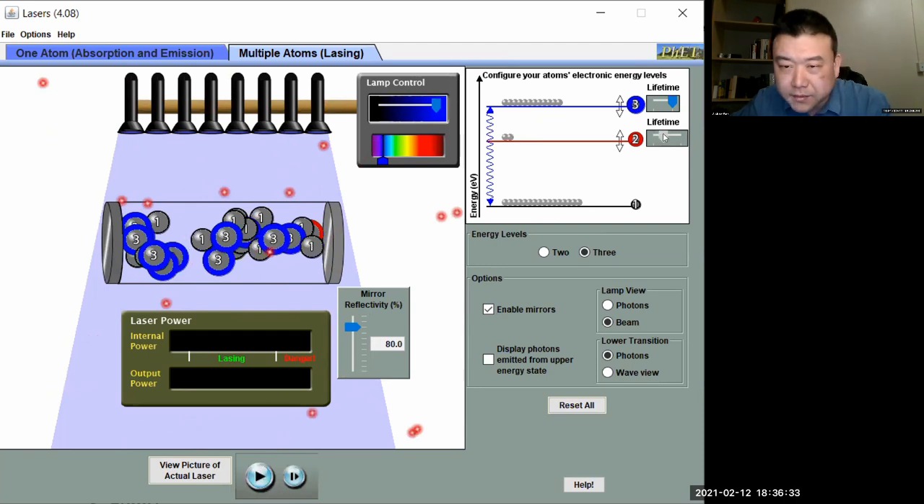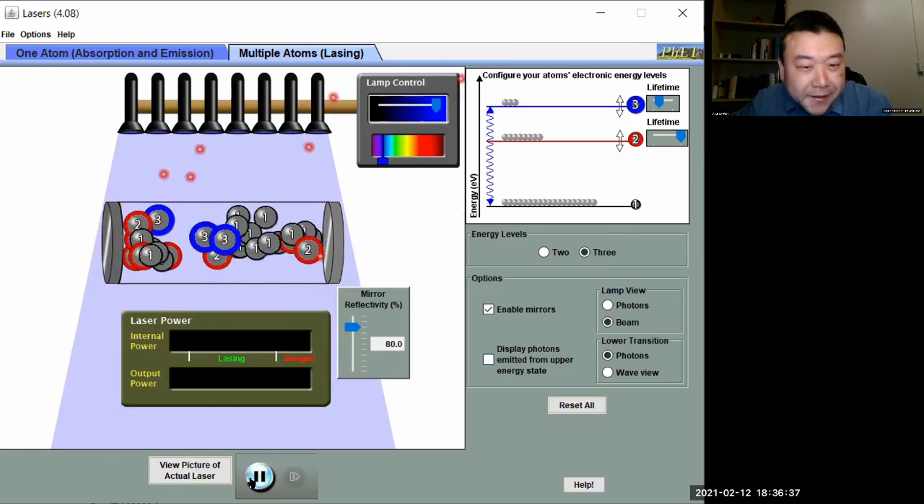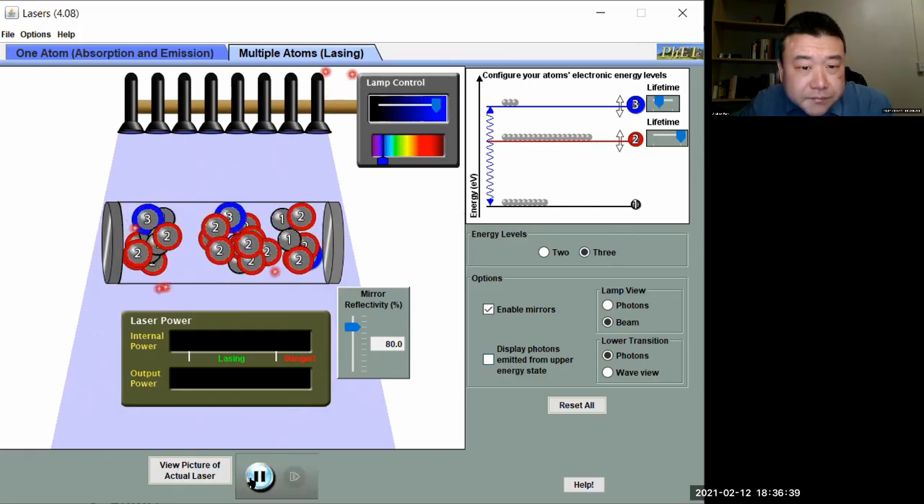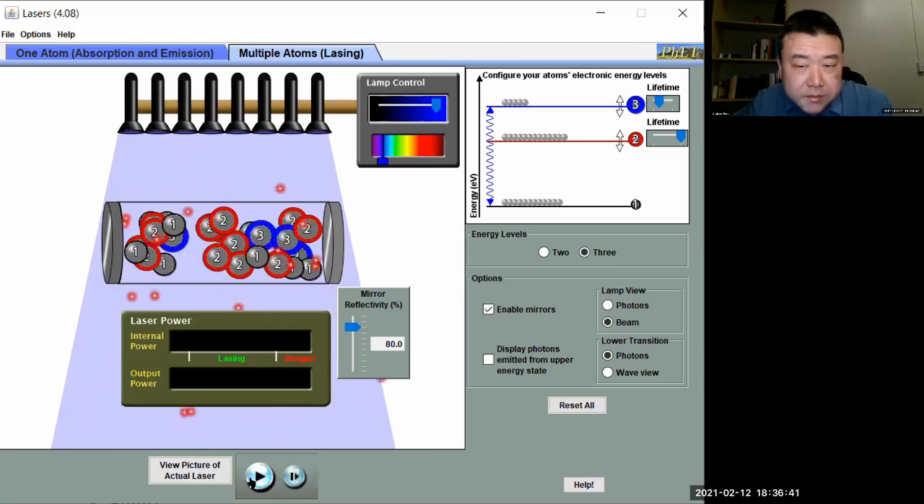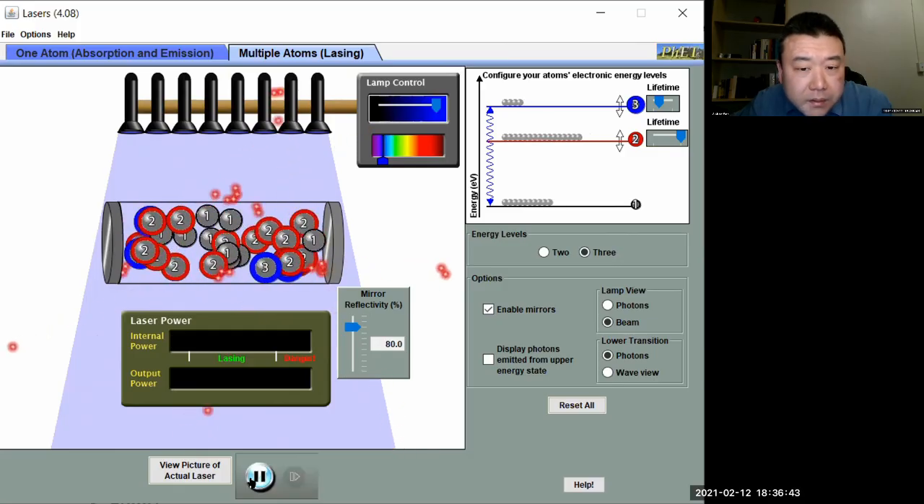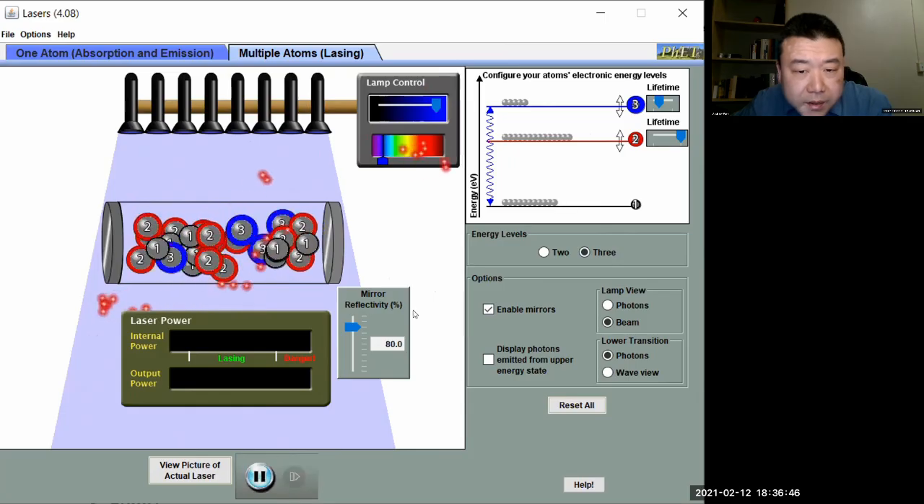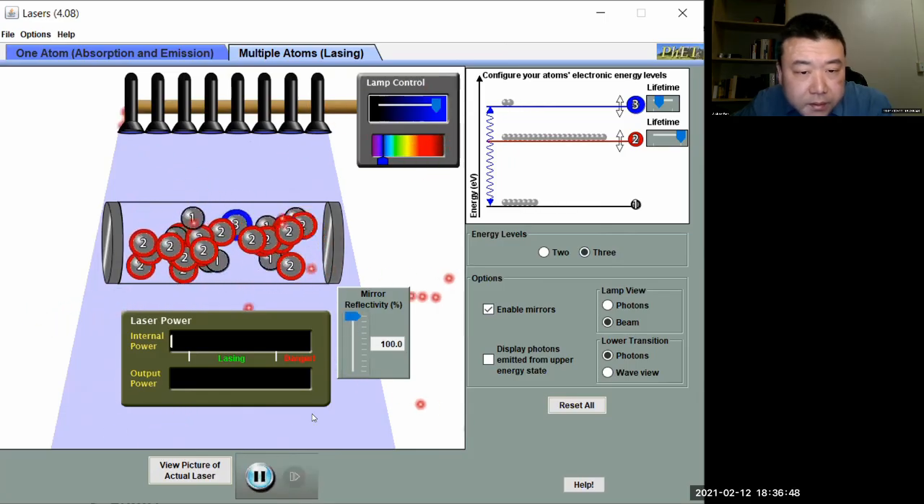Oh, wait, I did this wrong. Lifetime for 2 should be long to be metastable. Okay. All right. Yeah, so I think I might need a better reflectivity. Okay.